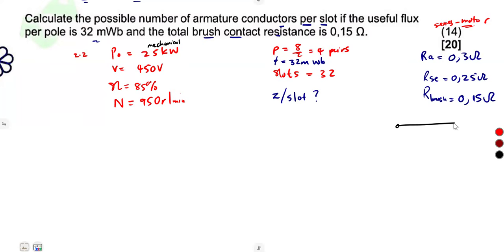So we're going to have something of this nature, the series field. Then here we're going to have our armature, all right? So that is the condition where here this is the input.